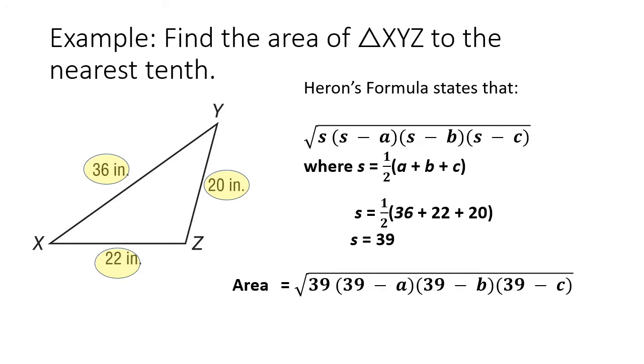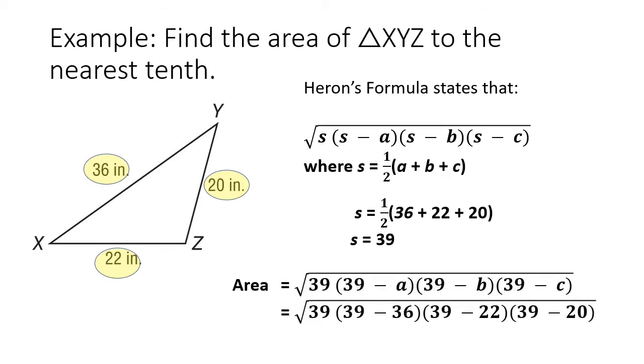So when we plug it in, we have 39 times 39 minus A, 39 minus B, 39 minus C. Or in this case, 39 minus Z, 39 minus Y, and 39 minus X. As we plug the sides in, we just need to put all this in the calculator, and we get that our area is 194.4. Our units are inches, so we're going to make sure that we put units of inches squared for our answer.